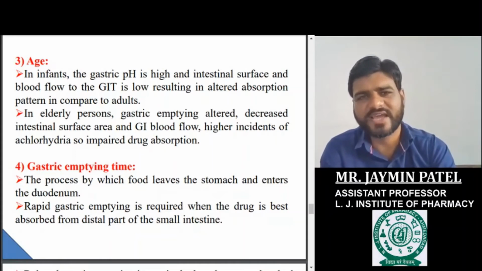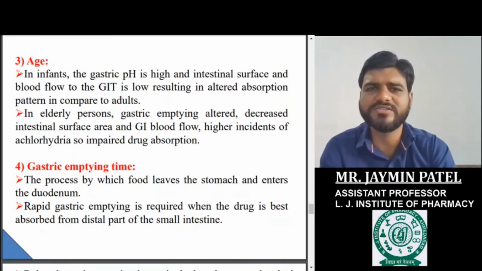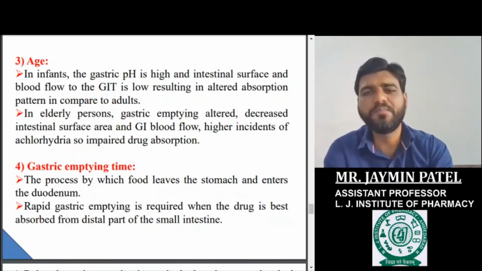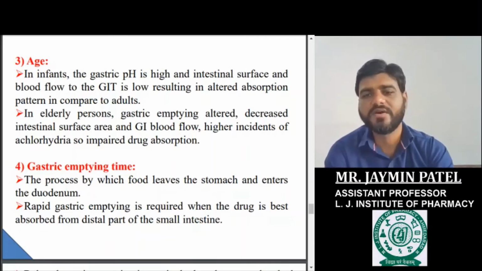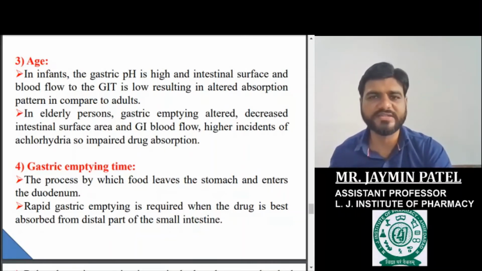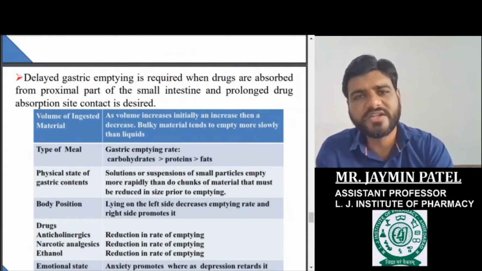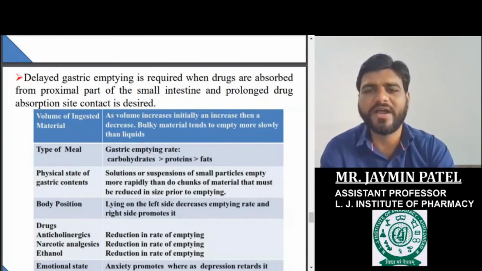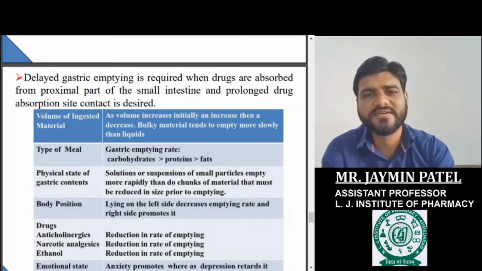Second one is gastric emptying time. What is the meaning of gastric emptying time? It is the process of emptying the contents to the small intestine, the process by which the food leaves the stomach and enters the duodenum. Rapid gastric emptying is required when the drug is best absorbed from the distal part of the small intestine, and delayed gastric emptying is required when the drug is absorbed from the proximal part of the small intestine and prolonged contact with the drug absorption site is desired.